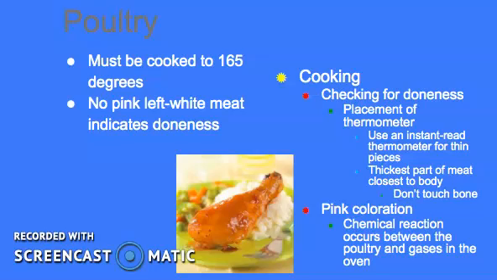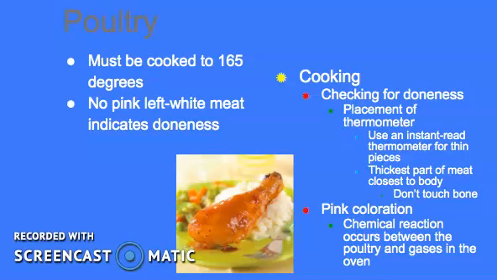Okay, so poultry must be cooked to 165 degrees. Remember in our food safety and sanitation unit, we talked about how different meats must be cooked, and chicken and turkey and all of that need to be cooked to 165 degrees. That's your highest temperature gauge. And then a good tool to say, okay, my poultry is done, is that no pink, okay? You should not see any pink when you cut into that chicken. It should now be white meat, and the white meat will indicate doneness, okay?